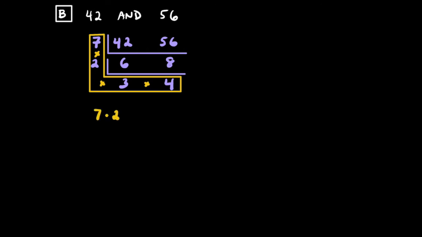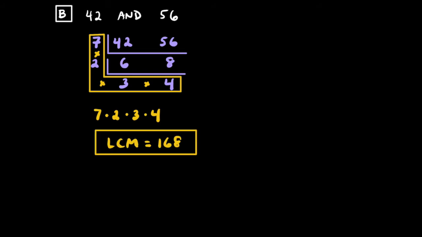7 times 2 is going to be 14, 14 times 3 is going to be 42, and 42 times 4 is going to be 168. The LCM for 42 and 56 is 168. Here we can see that 168 is the 3rd multiple of 56, while being the 4th multiple of 42.